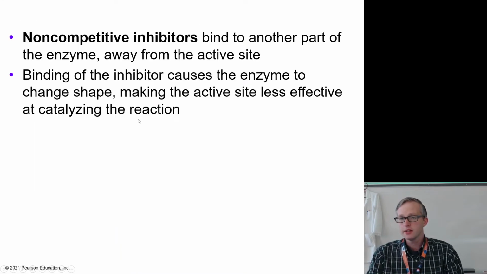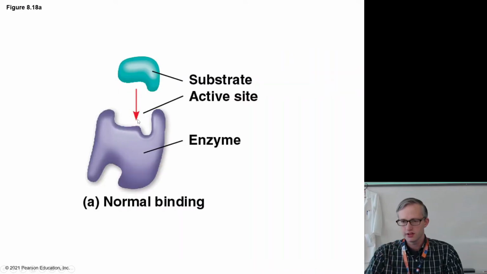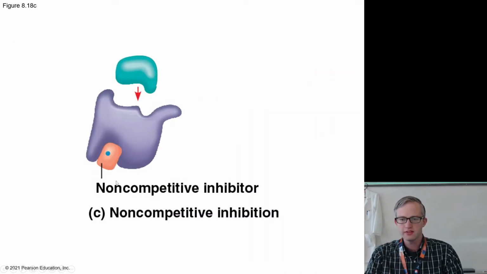Meanwhile, we could have non-competitive inhibitors, and so here's that same enzyme, and this time it's not blocked here. There's nothing competing for the active site, but a non-competitive inhibitor has bound to the enzyme somewhere else and bent it out of shape, causing the shape of the overall protein to change, and now the active site no longer fits the substrate properly. And so you get reduced or completely shut down functionality of that enzyme.